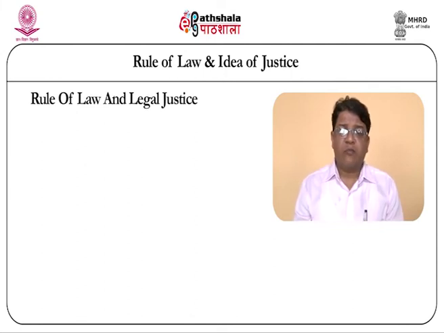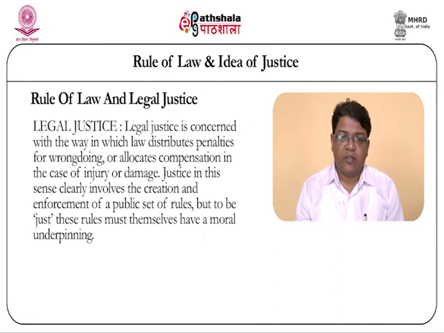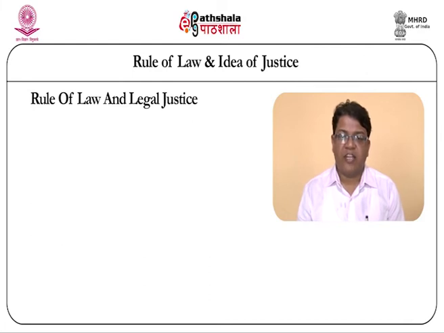Let us look at another more important and related dimension of the law in relation to justice. How are the rule of law and legal justice connected? Let us first point out the legal justice. What does legal justice really mean? Legal justice is concerned with the way in which law distributes penalties for wrongdoings or allocates compensation in the case of injury or damage. Justice in this sense clearly involves the creation and enforcement of a public set of rules, but to be just, these rules must themselves have moral underpinnings.